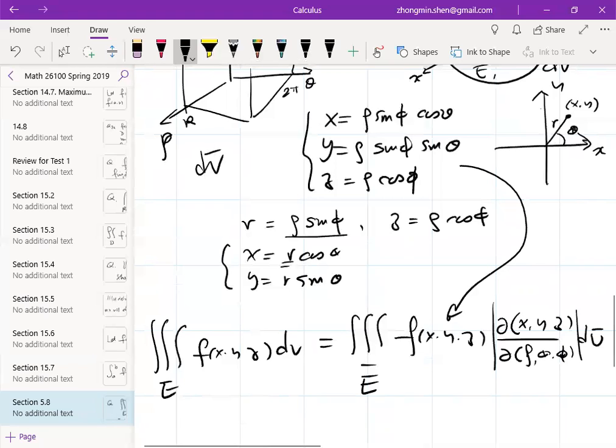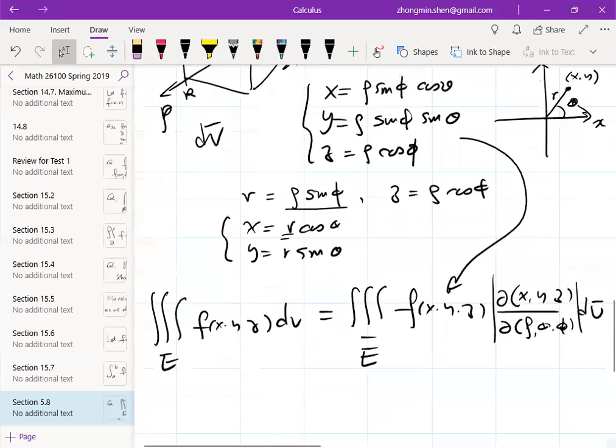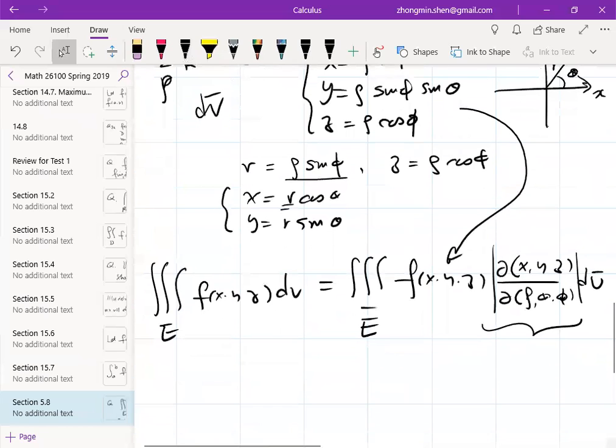Okay, and the derivative of the map is the determinant of this matrix. After we compute the determinant, we find this part is going to be rho squared sine phi. I'm not going to waste time on the calculation, but after you do the computation, this is the absolute value of the determinant of the matrix.